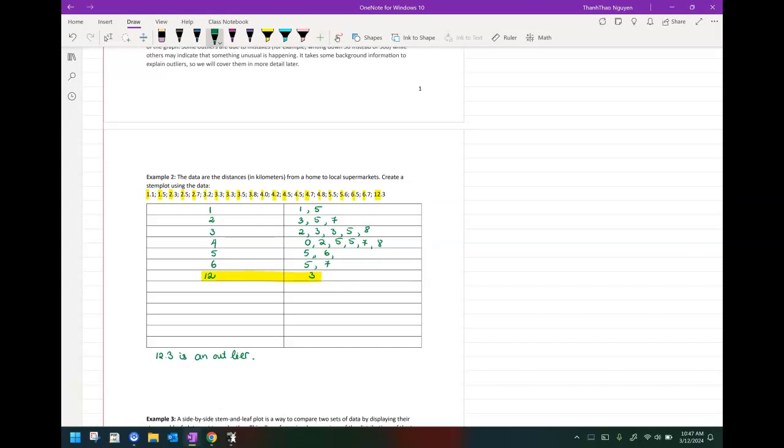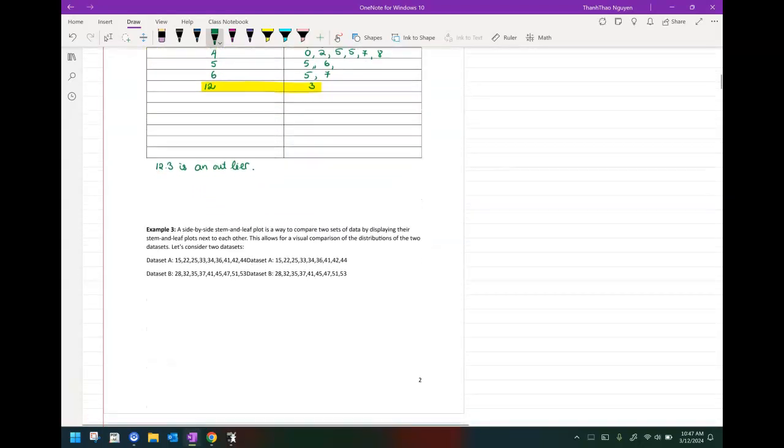We don't know whether that is the actual distance from the home to a local supermarket. It could be another supermarket on the other side of town, or it could be a mistake in writing down the distance. It could be, say, 1.23, but the observer wrote down 12.3 by accident.